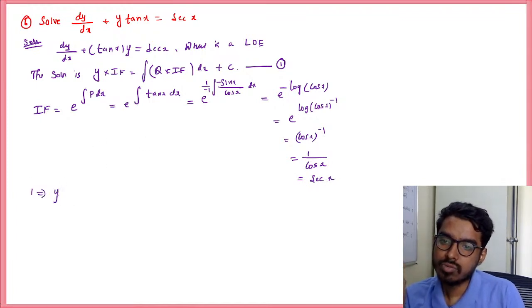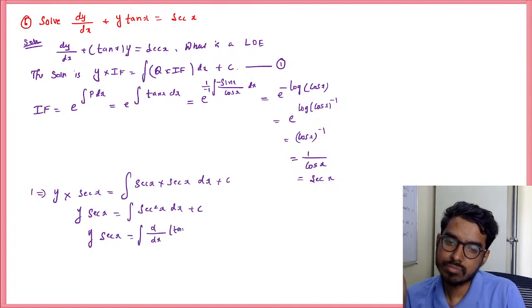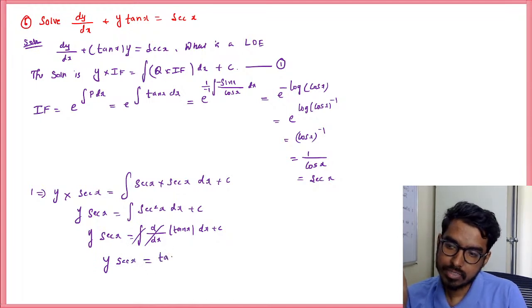So y into integrating factor is equal to integration of q into integrating factor. So secant x into secant x dx plus c. So y into secant x is integration of secant square x dx plus c. This is tan x, right? I can write this as d by dx of tan x dx plus c, right? Derivative of tan is secant square x. So these two will get cancelled. So we have y into secant x is equal to tan x plus c. It's the required solution.